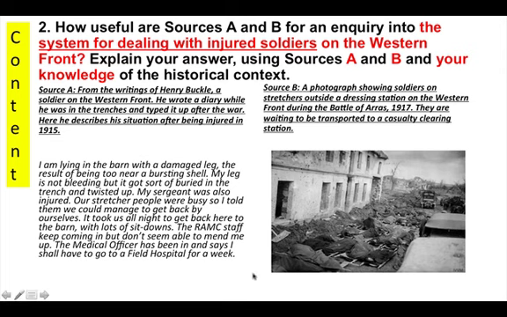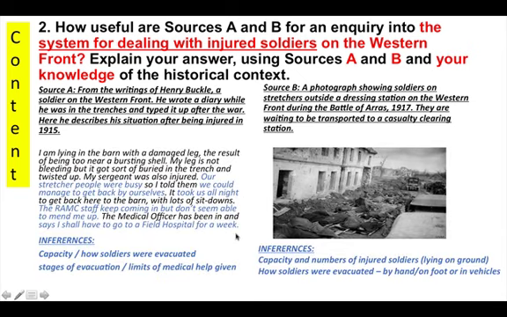Okay, I'm going to show you the answers now, so if you haven't finished that, stop the film and have a go at doing it. Okay, so there's quite a lot of information and we do need to be selective.